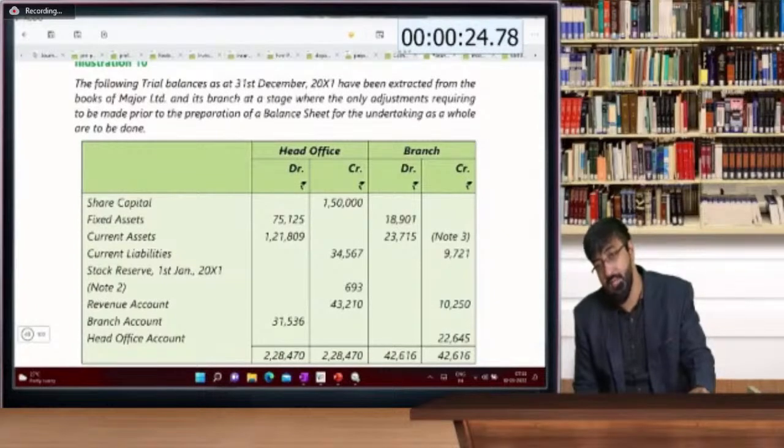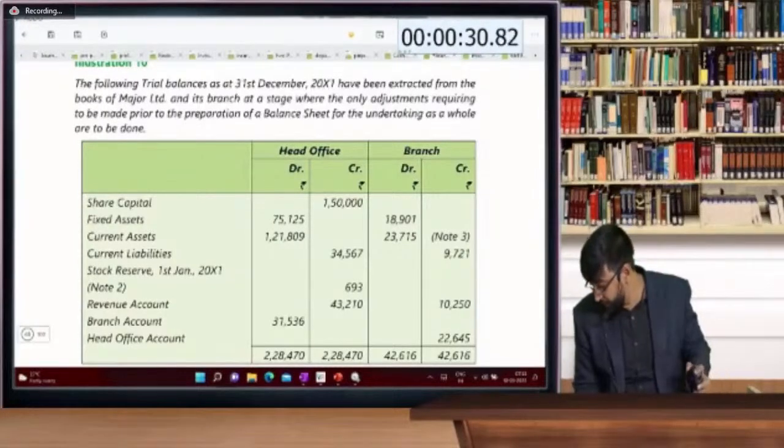This question is as per the new module. Yes, good Isha Jaiswal.